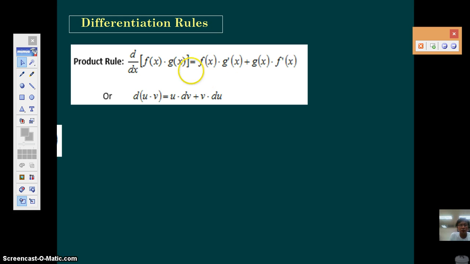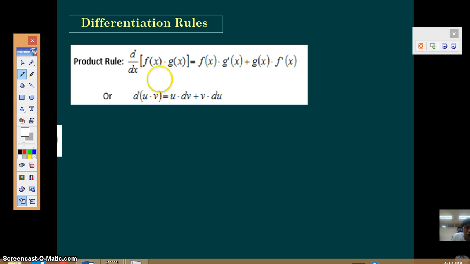Now, the product rule. The product rule says that the derivative of the product of two functions is simply the first function multiplied by the derivative of the second plus the second function multiplied by the derivative of the first. Or in terms that we can easily remember, let our factors be u and v. Then the derivative of the product uv is u times the derivative of v plus v times the derivative of u, or simply u dv plus v du.